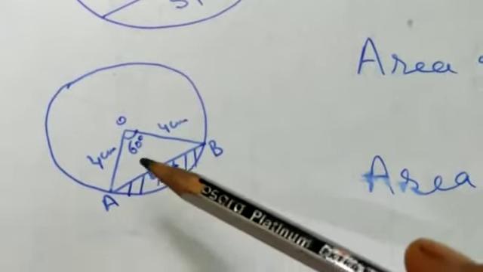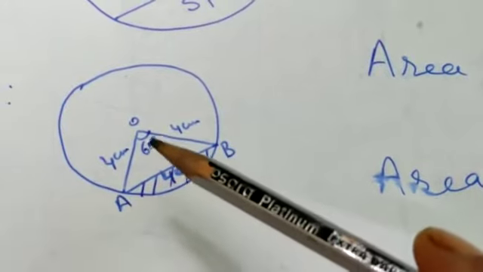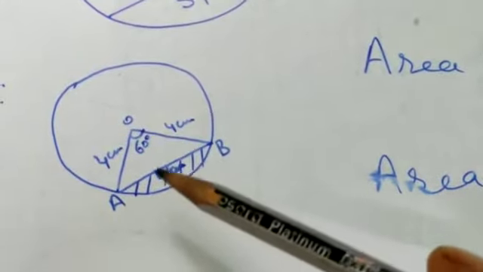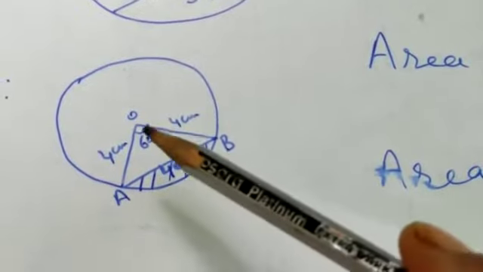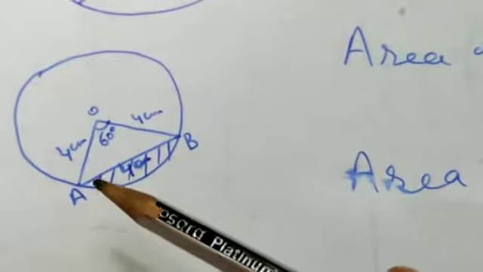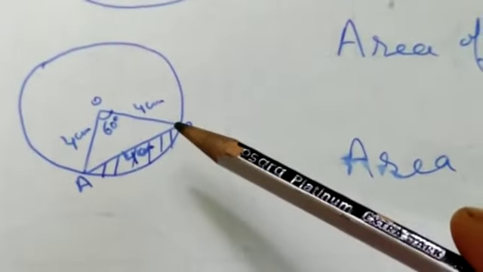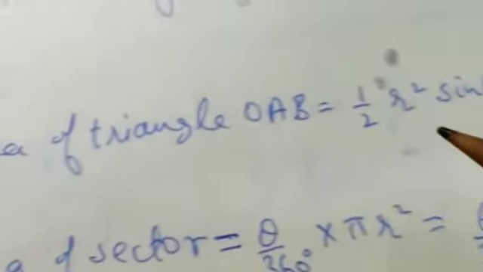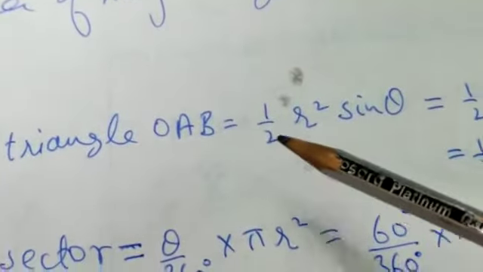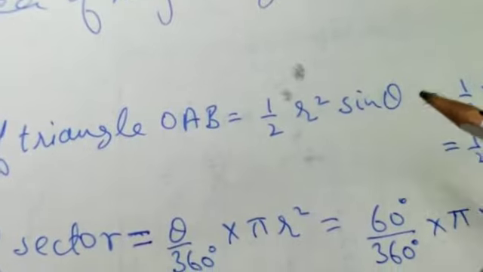Now we all know that for finding this area of segment, we will be subtracting the area of triangle from this area of sector. Now area of triangle, you can find it by Heron's formula also, but here I am using the formula half r square sine theta. Now where do we get this theta from?